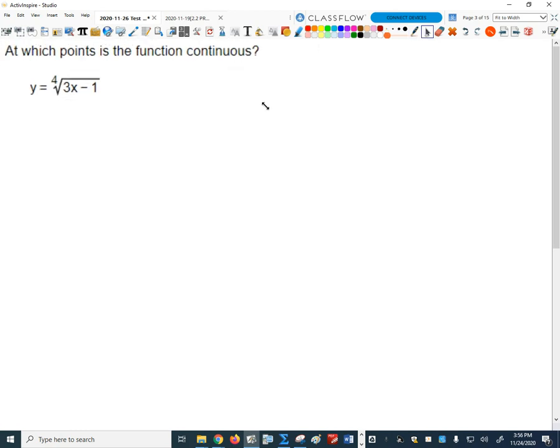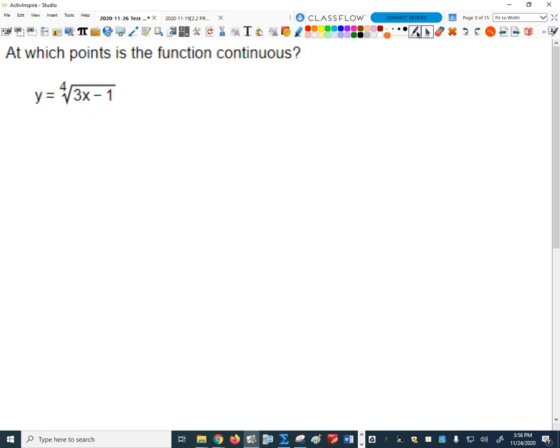So we know that an even root, so everything that's inside the root, make this a little bigger, call that the argument of the function. Everything that's inside has to be non-negative because it's an even root. So it has to be greater than or equal to 0. And so if we just solve for x, we get x is greater than or equal to 1/3. So there's the domain of the function.